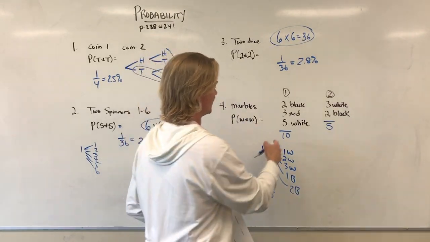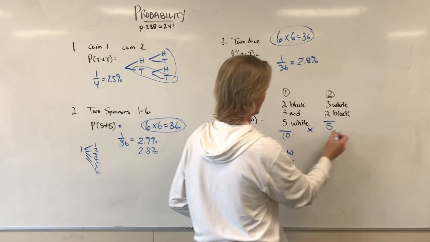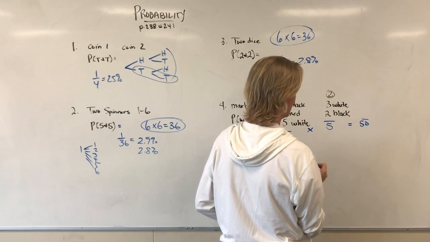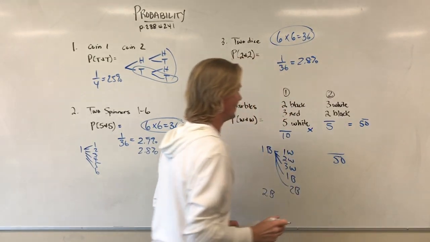Or I just know that there's 10 outcomes here, there's 5 outcomes here, so there's a total of 50 outcomes. That has to be my denominator, okay?